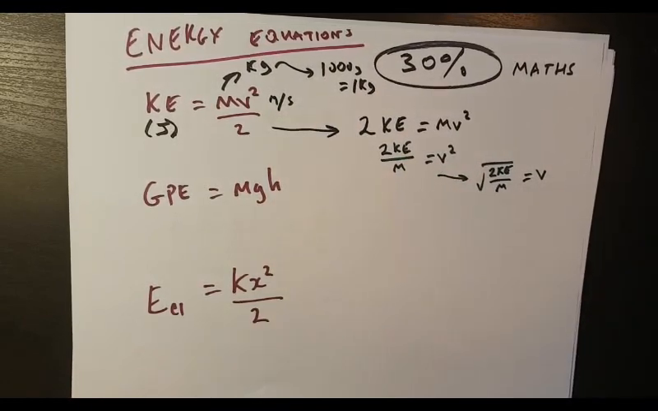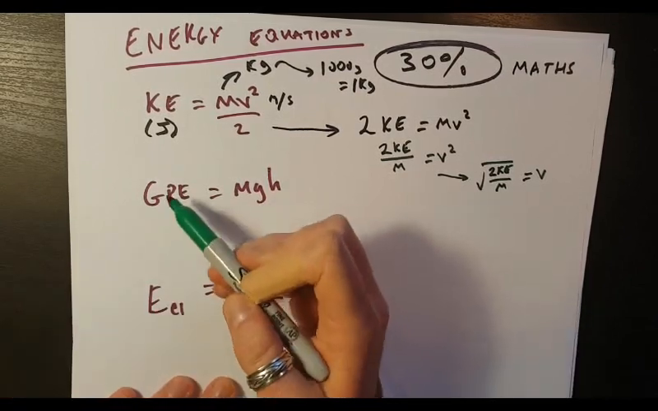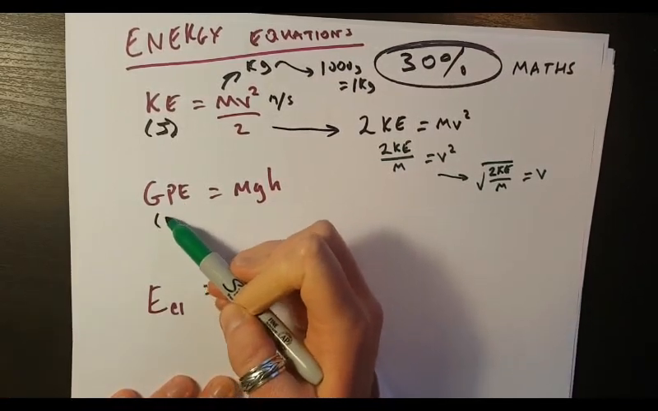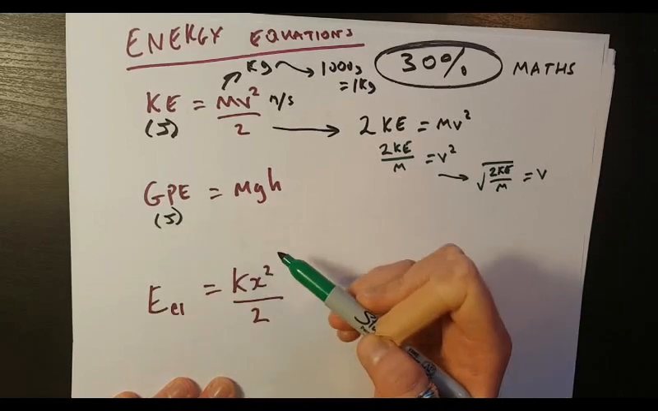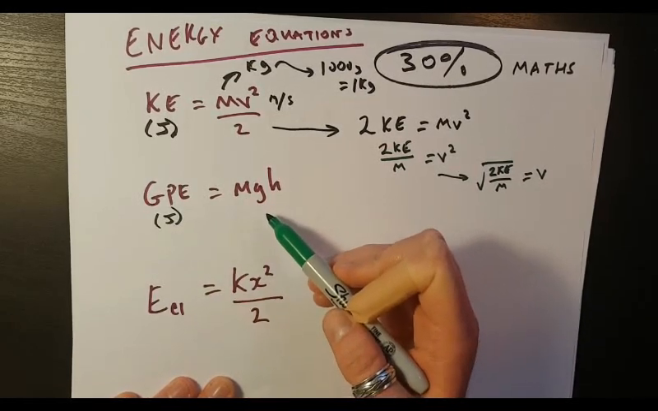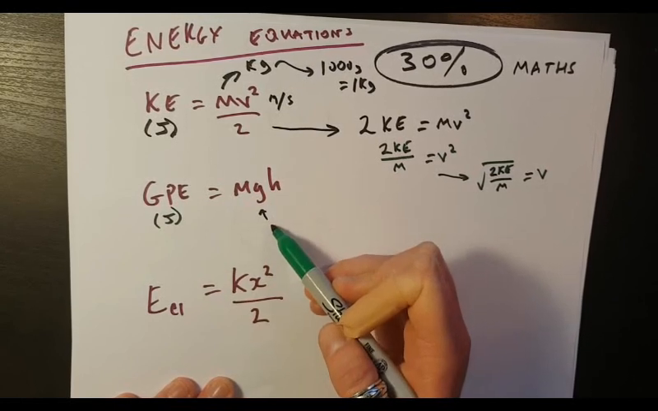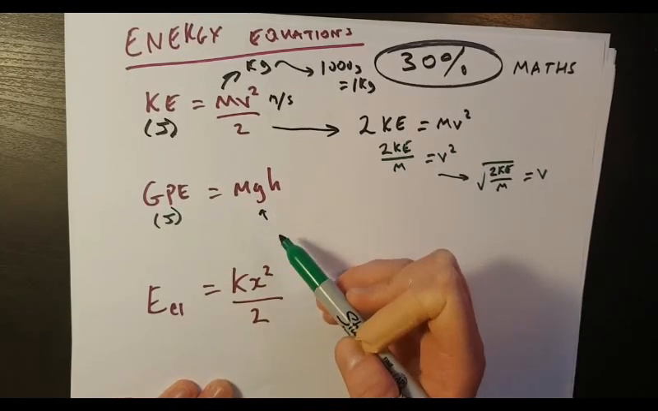Okay. Next one is gravitational potential energy. So pupils tend to not struggle as much with this one. Again, gravitational potential energy is a form of energy, so it's always going to be in joules, capital J. Mass is going to be in kilograms. G, gravitational field strength, acceleration due to gravity, is a number that you need to memorize.